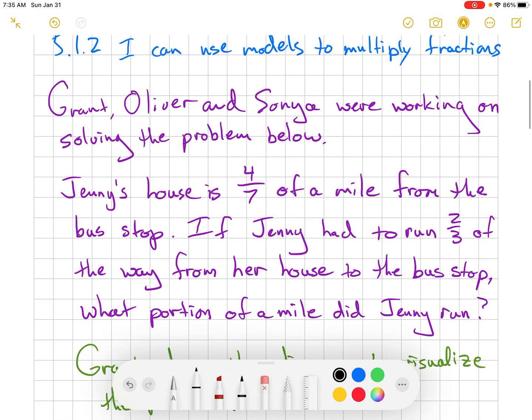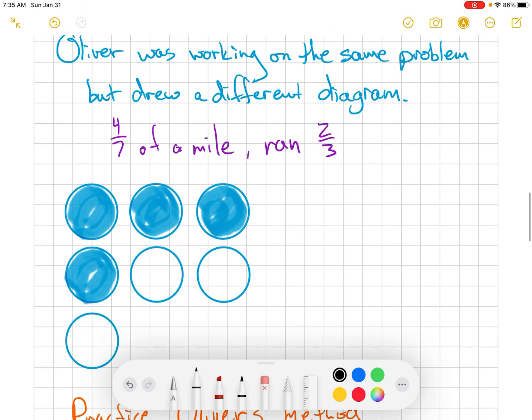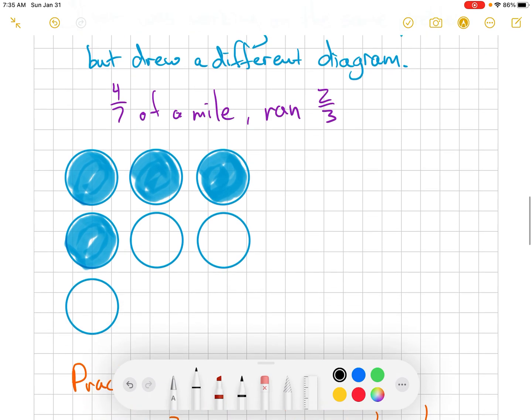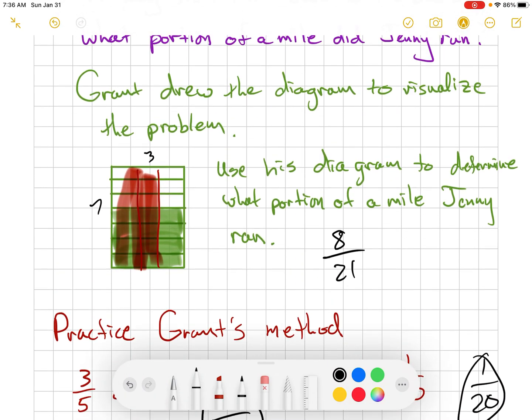Okay, so the same problem we're talking about is Jenny's problem here. Oliver drew this different diagram: 4/7 of a mile, but ran 2/3. So what we can do is, we had to divide this rectangle up here into thirds, and then we shaded each part.